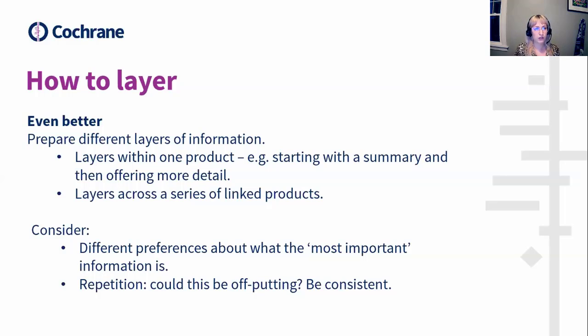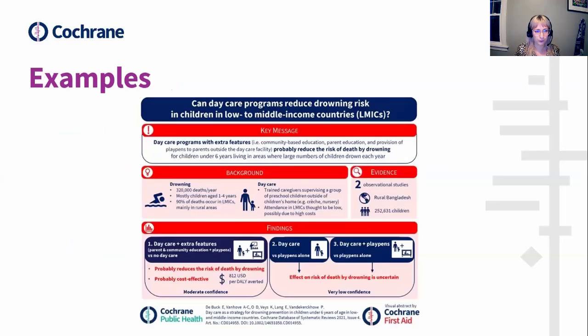Just to show some examples of this type of layering, I've got this one here, which I quite like because it's a visual abstract, so a very shortened form of dissemination. But you can see at the top, we have a key message, which basically tells people what the review said, and then more information if they want to. And then at the bottom, they also have links and references to the review itself. So even within a short form of dissemination, you can still do layering.